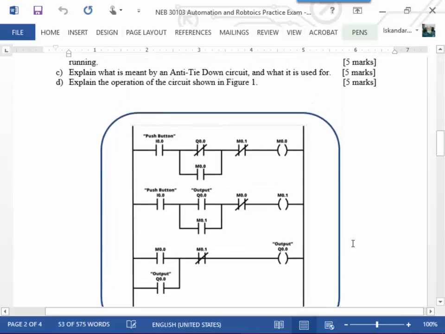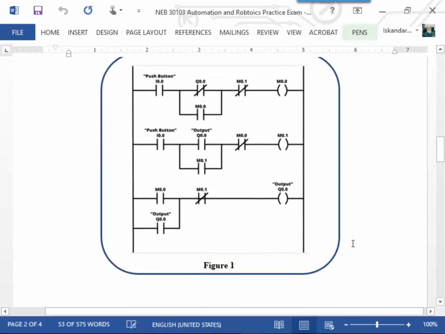This particular circuit, let me explain the operation here. We have a push button that turns on this motor. We have another motor here that has to be off before we can turn that motor on. And this actually keeps this motor running. So the main thing is this right here is actually this motor here. So only one motor can be running at a time. That's essentially the whole idea of this circuit.